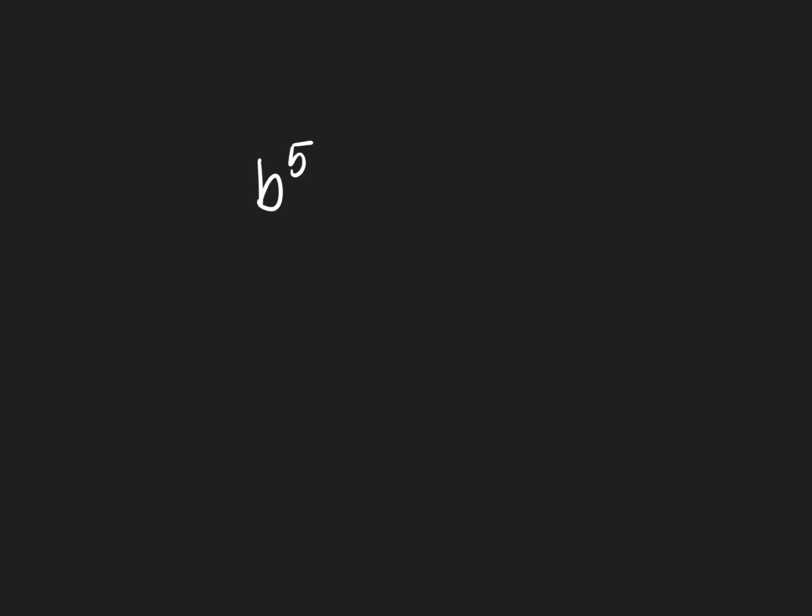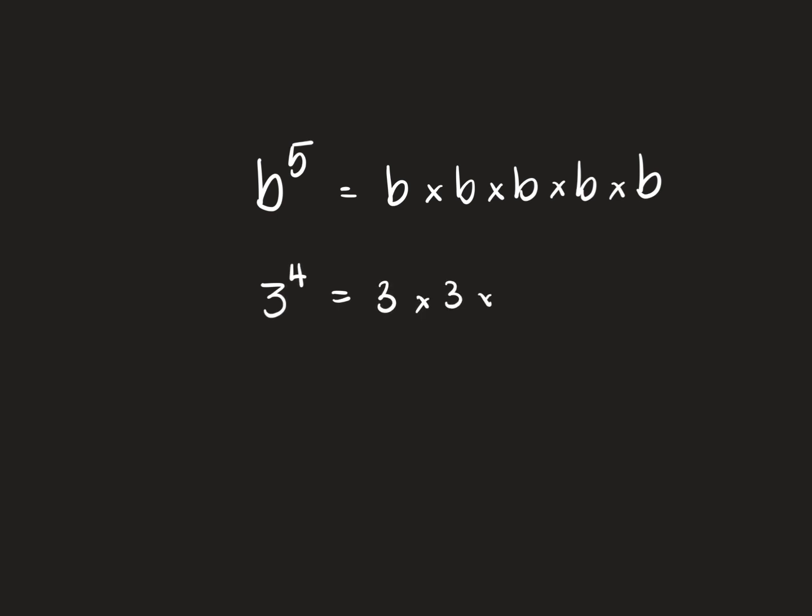This one here we would read as b to the power of 5. It is equal to b times b times b times b times b. This one here is 3 to the power of 4. It is equal to 3 times 3 times 3 times 3. This one here is house to the power of 2, or house squared. That is equal to house times house.